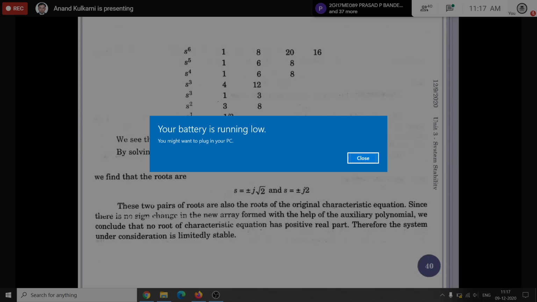This finding out the roots is optional. It is for your sake you can do it because you have to get the further details.